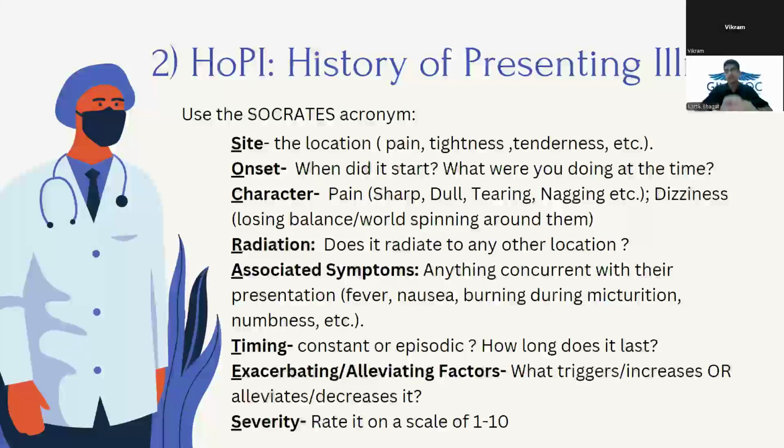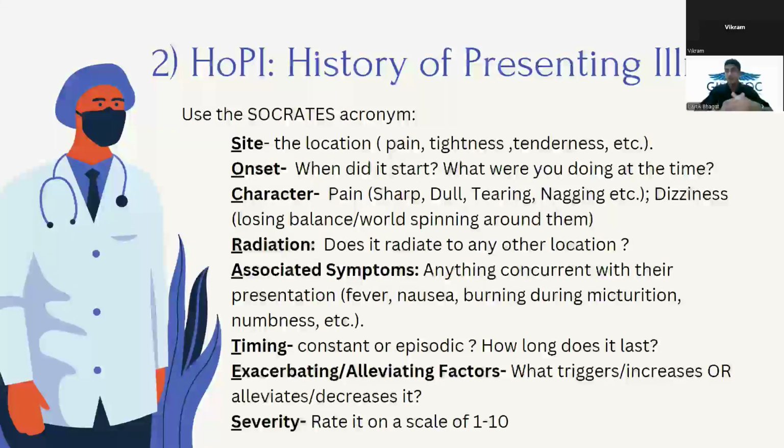Onset. When did it start? Super important. It gives you a slight idea of whether this is an acute or a chronic case. Sometimes you can't differentiate between acute and chronic, so you can say this is subacute. That's something you'll learn later, but for everyone's level right now, acute and chronic is the right way to go. When did it start? Very important question. And what were you doing at that time? Maybe they were doing something that triggered a particular symptom in them, or the feeling that they've come to you for.